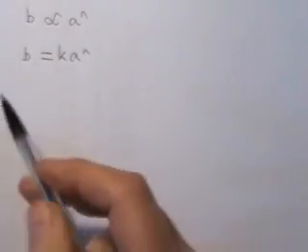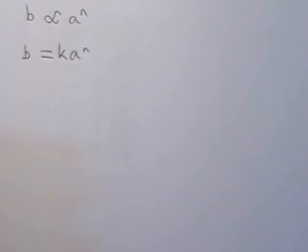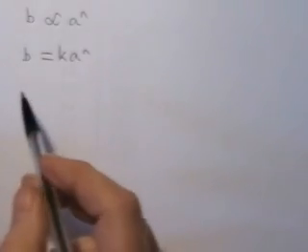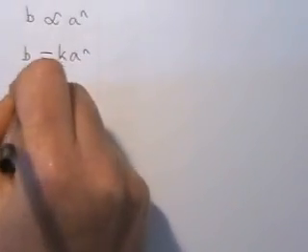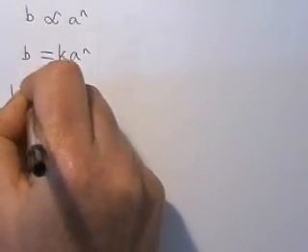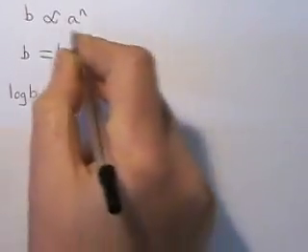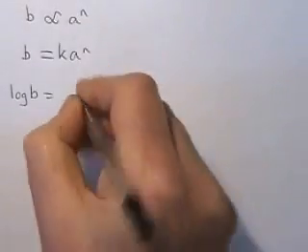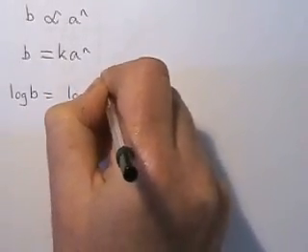So you can do things to numbers, but because they're in an equation you've got to do the same thing to the numbers on both sides. So what I could do with b, I could imagine it being written with a power. In other words, I can find the logarithm. So to find the log of b, I'm not going to bother writing base 10, I'm just going to write log. The log of b must equal the log of that lot, because that's the same as b. So the log of ka to the n.